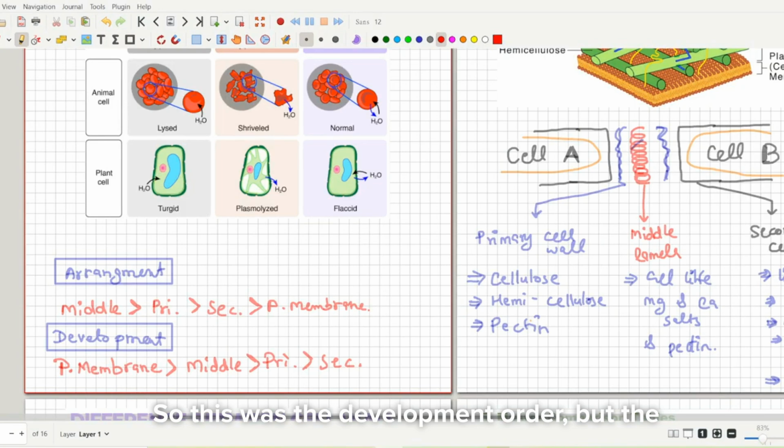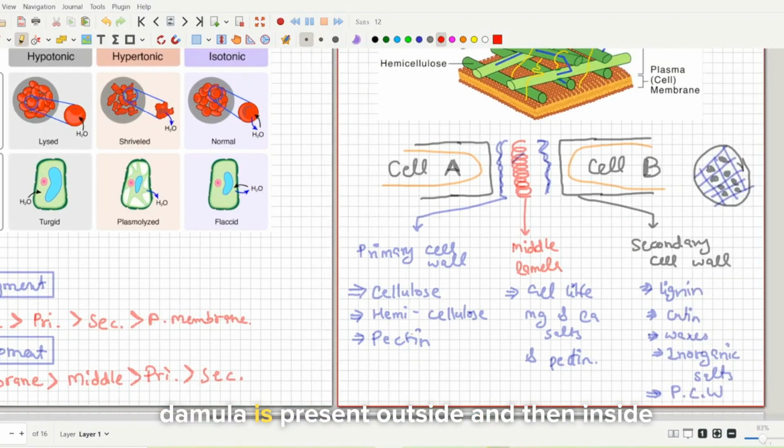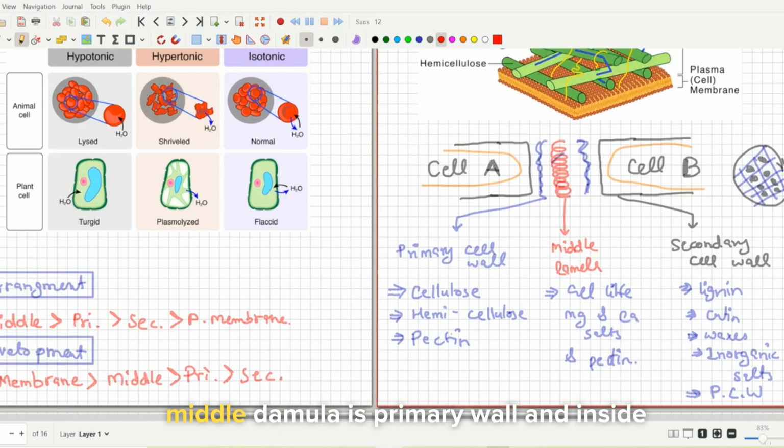So this was the development order, but the more important order is actually the arrangement order. As you can see in the diagram, the middle lamella is present outside, and inside the middle lamella is the primary wall, and inside the primary is the secondary, and inside the secondary cell wall is the plasma membrane. So that was the arrangement, and that was the development order. These two orders really confuse many students, so I thought that maybe I shouldn't leave these kinds of MCQs on the table.